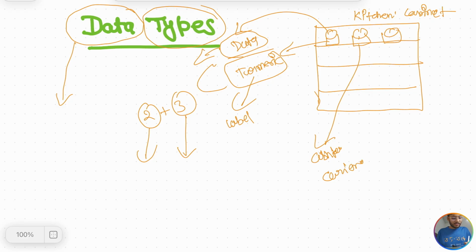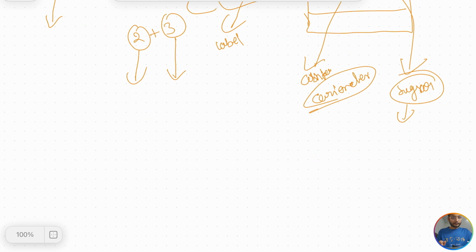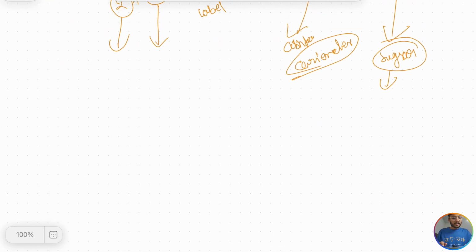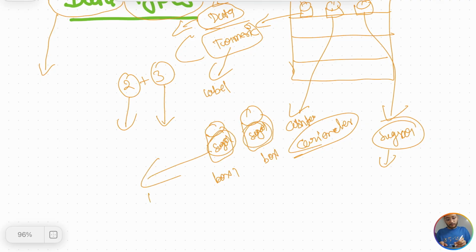And I'm not good at spelling. So coriander. And let's take another example, maybe you have sugar. So these are the different data that you are holding inside it. Okay, and if you think about the different types of data, for example, maybe you have two boxes, box 1 and box 2, and both have sugar. So if you notice, both have the same type of content. So the type is the same.